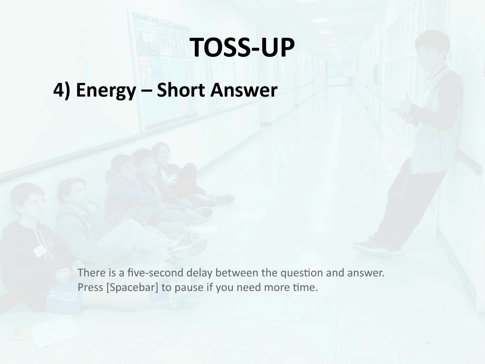Toss-up 4. Energy, short answer. Princeton Plasma Physics Lab associated scientists are studying drugs that prevent DNA replication. These drugs are used to treat what group of neoplastic diseases?